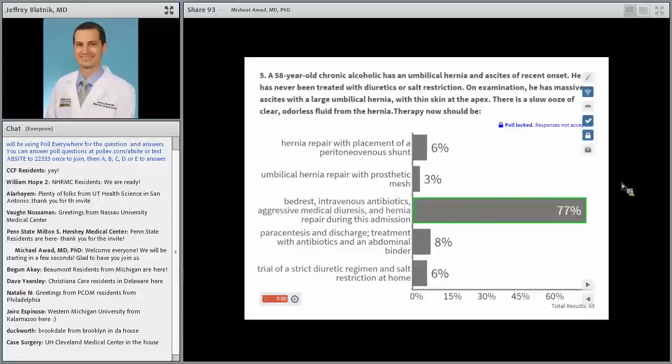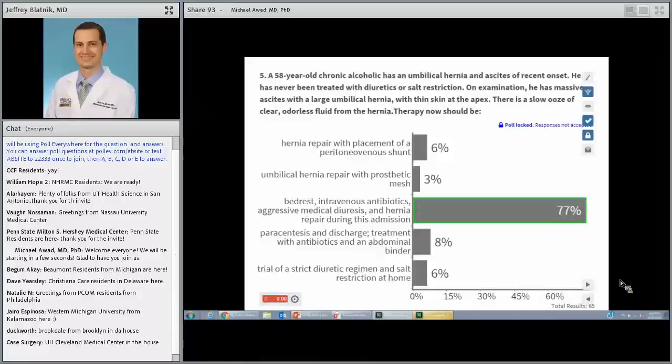That is correct. I think most people would agree that somebody who comes in with a large hernia and a large amount of ascites that's actively draining needs to be addressed during this admission. For this patient, he's never been treated with diuretics or salt restrictions, so that would be the appropriate first-line therapy. The antibiotics are there to try to minimize the risk for spontaneous bacterial peritonitis, and the rest of the answers are probably inappropriate at this stage of the game. A peritoneovenous shunt may be appropriate if he's failed attempts at medical management and comes in this situation, though.